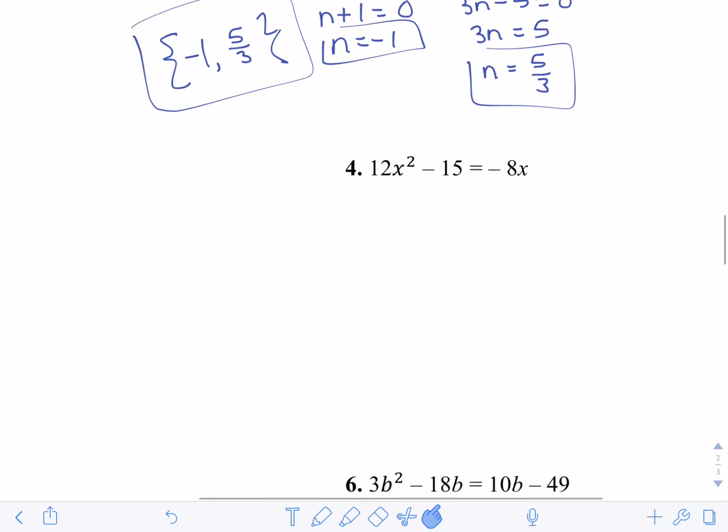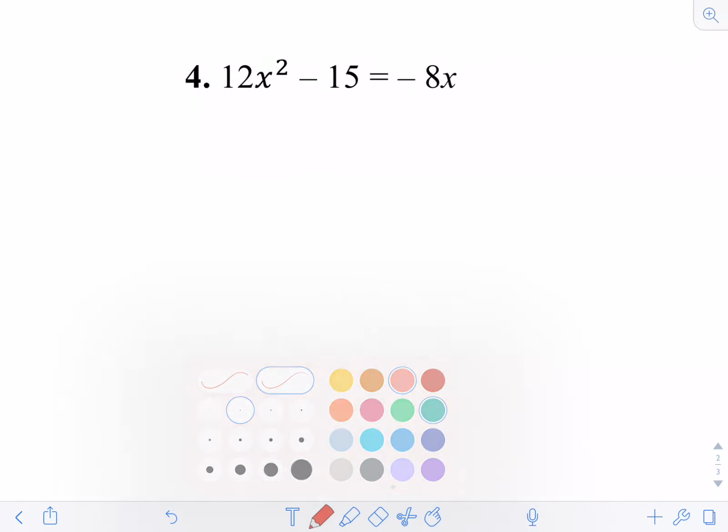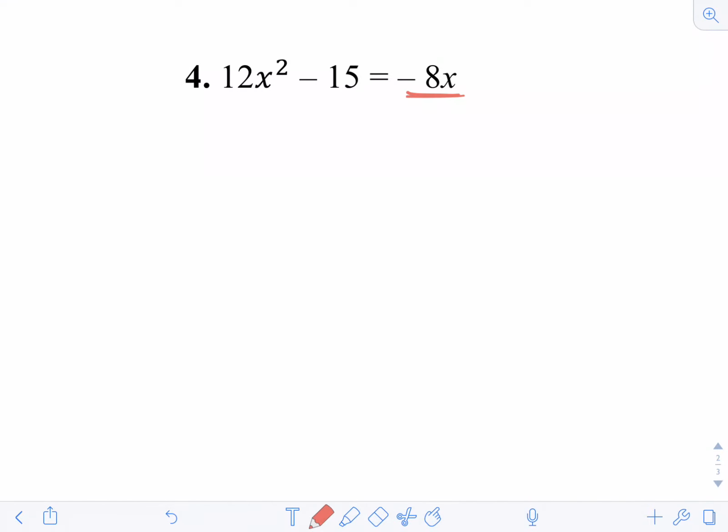All right, number 4. Okay, so this one, you're going to have to do a step first. If you notice, it said equal to negative 8x. You're going to have to bring this back on over right there in the middle so that it can be in the correct form. And if it's negative, when you bring it back over, it will become positive. So you have 12x squared plus 8x minus 15 is equal to 0.